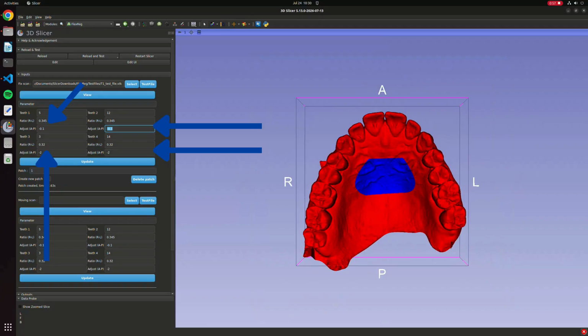The second parameter is the adjust value, again available for each of the 4 points. While the ratio moves landmarks side to side, the adjust parameter shifts them along the front to back axis. A positive adjust on the anterior points pushes them forward, toward the front of the arch. A positive adjust on the posterior points pushes them backward.